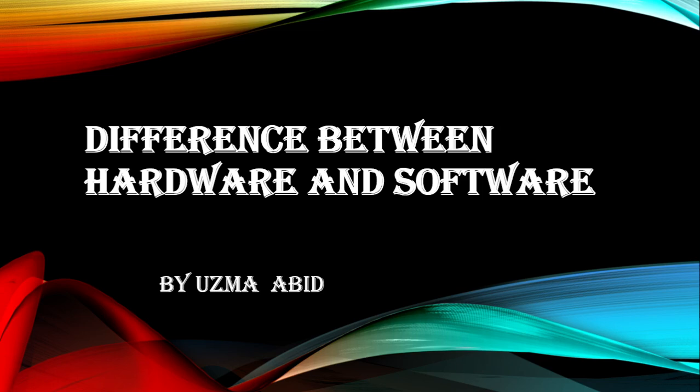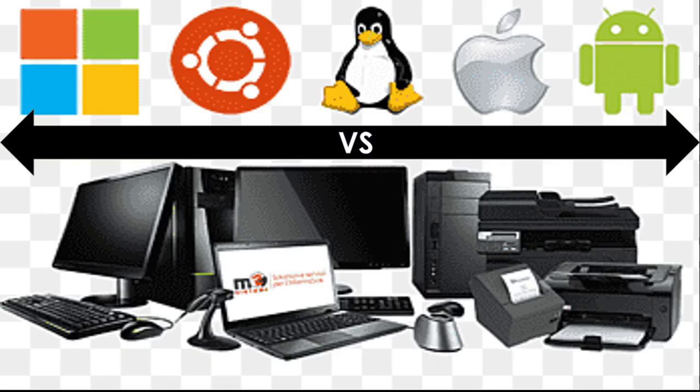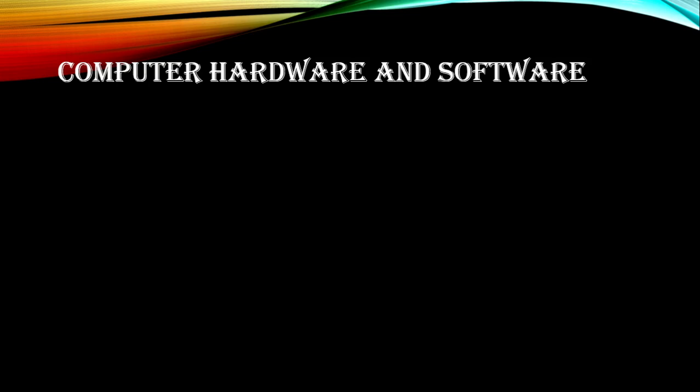In our previous video we discussed what computer hardware is and the types of computer hardware, along with computer software and its types. This video is specifically about the differences between hardware and software. There are some parameters on which we are going to compare both. But first we have to understand hardware and software, so let's define them.